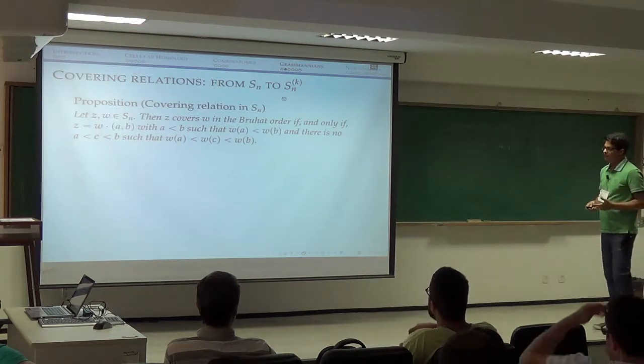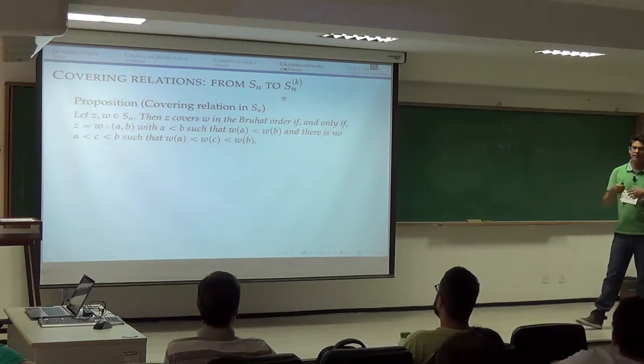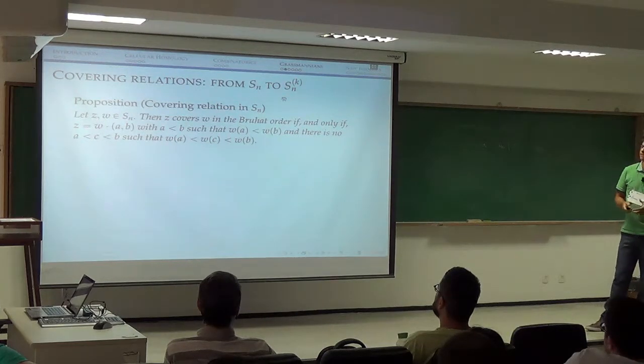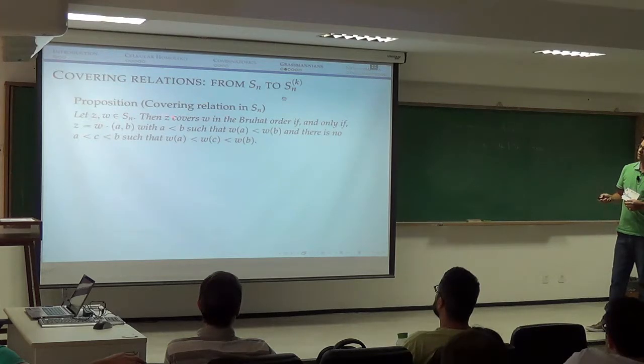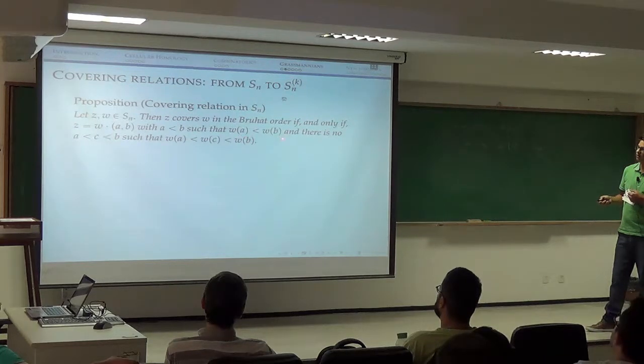And the first question is how we determine the covering relation. There is a result in the whole group Sn, the symmetric group: Z is a permutation that covers a permutation W in the Bruhat order if and only if we get Z from W by multiplying on the right by a transposition of A and B, with A less than B, such that W of A is less than W of B, and there is no C between A and B such that the image of C by W is between W of A and W of B.